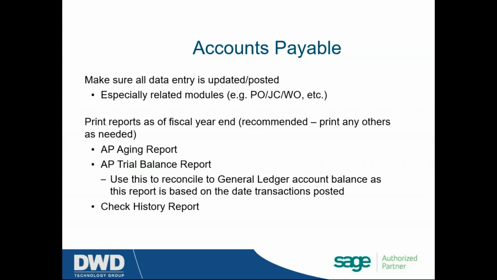One of the things you want to make sure is that you've got all your data entry updated and posted, okay? I mean, I think that's something that you would think would be pretty obvious. So make sure that any AP invoice data entry is posted. And also, if you have any of your related modules, if you have PO, for example, you know that there's a receipt of invoice task within the PO module. So make sure that you have all of those updated and posted as well for that particular month, okay?